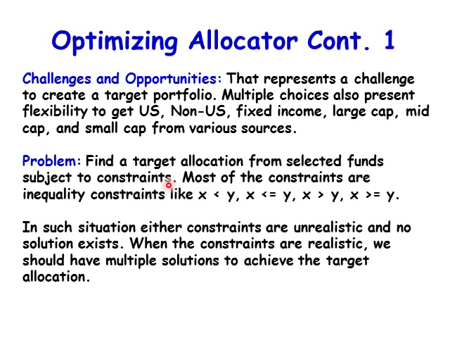When the constraints are realistic, we should have multiple solutions to achieve the target allocation. So we're not looking for an exact solution. We are looking for a solution that meets these inequalities, or our constraints. So in that situation, we should have either no solution or multiple solutions.